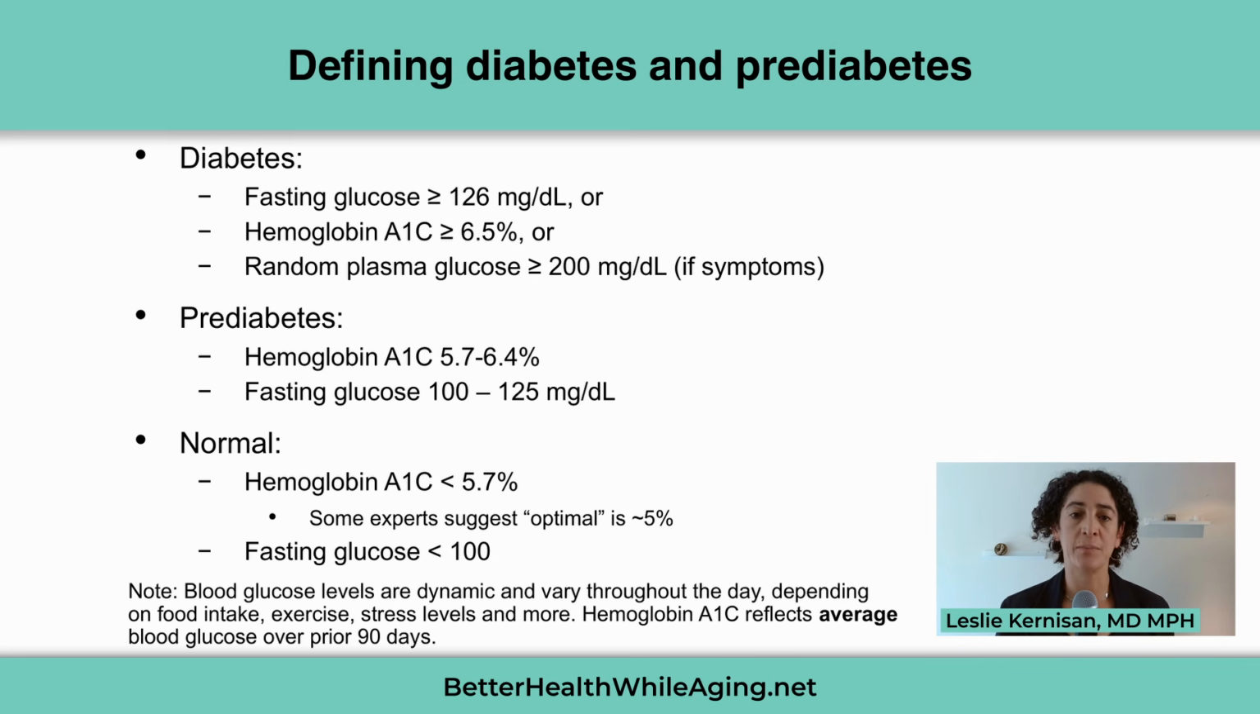And when we think about blood glucose levels, it's important to know that this is a dynamic number. It changes throughout the day, depending on your food intake, your exercise, your stress levels, even potentially on how much sleep you got the night before. Whereas hemoglobin A1C is not going to change quickly. It reflects basically your average blood sugar over the previous 3 months. So I think that's often a very useful test to get, the hemoglobin A1C.